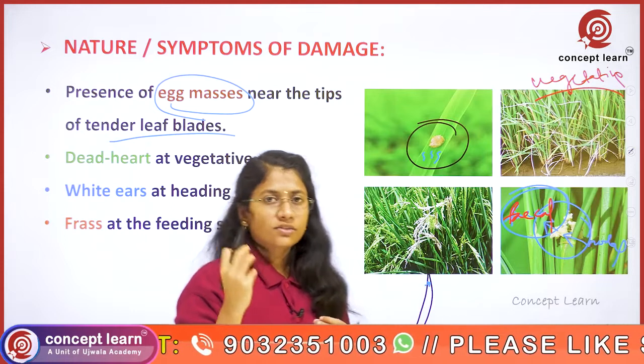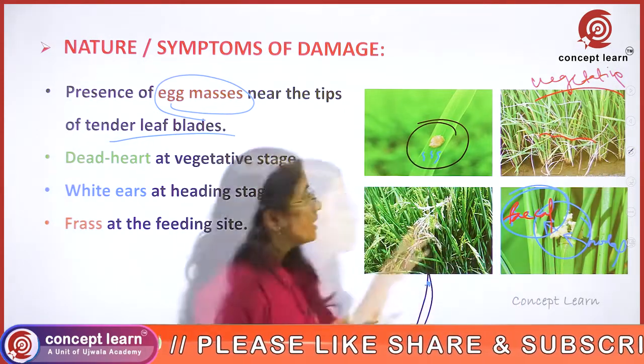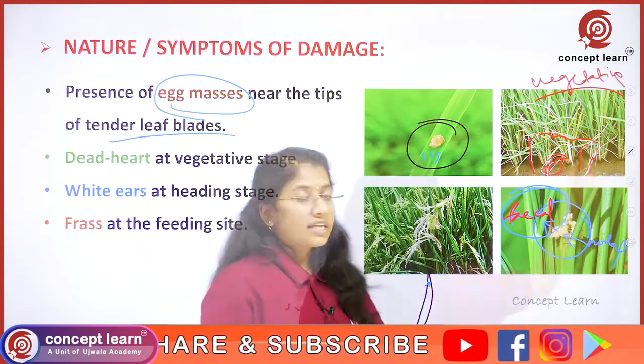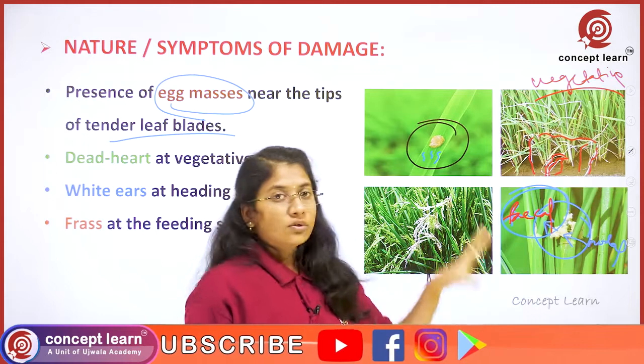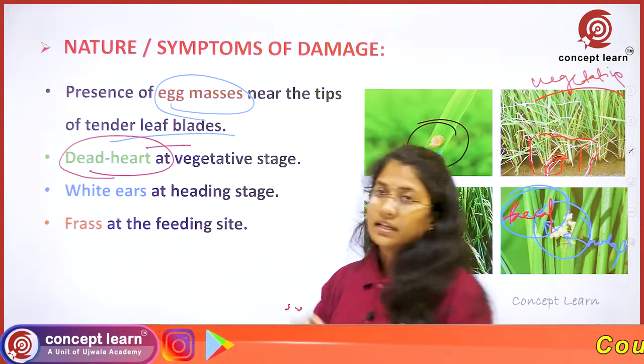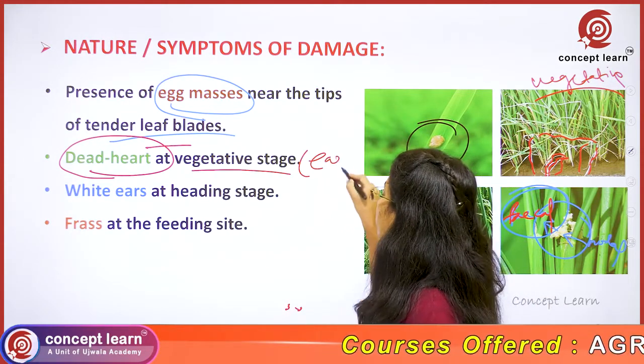This is the vegetative stage, where the larvae feed upon the entire internal contents of the stem. This leads to the leaves becoming hollow and dried. We can easily pull them out, and the leaves become entirely dry, and that is known as the dead heart symptom in the vegetative or early stage of the crop.